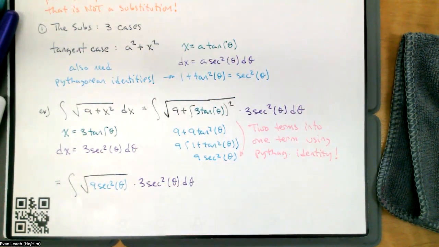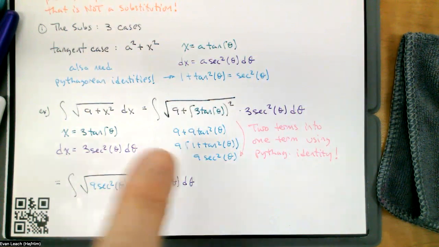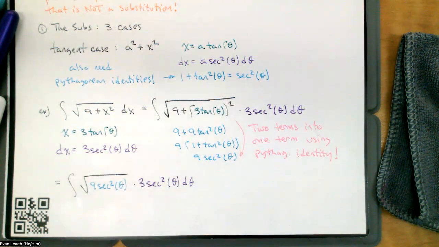This is why we are doing this. This is why we made this choice of tangent, why this is the tangent case. Then we can use 1 plus tangent squared and turn that into a secant squared. 2 terms become 1 term. 2 terms enter, 1 term leaves.